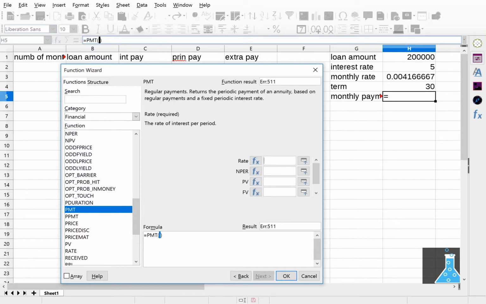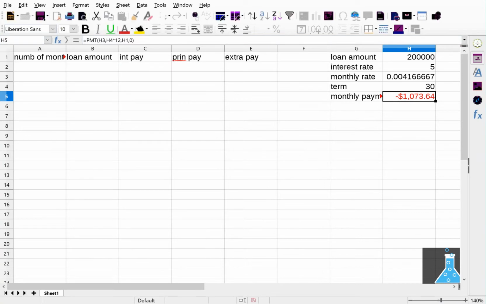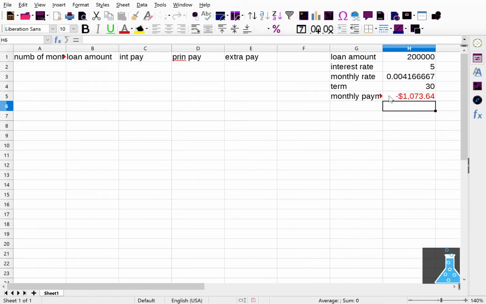Okay, so for the rate, this is the monthly interest rate, so that's going to be cell H3. And then this is the number of payments. In this case, it is H4 times 12, because that gets us the number of monthly payments through the whole thing. For the present value of the loan, that's H1, or $200,000. And for the final value, we're going to pay this thing off, so it's going to go to 0. And we'll say OK. Alright, so this happens to be a negative number. We want a positive number for some of our other calculations, so I'm just going to put a -1 times this thing, and that gives me a positive number.